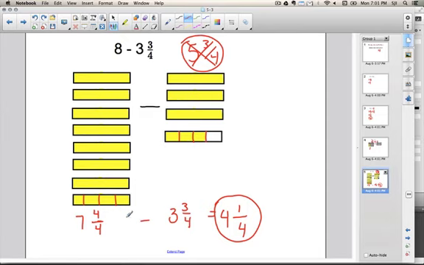Just make sure that when you subtract your whole numbers, you get a positive number, and when you subtract your numerators, you get a positive number. When one of them works out to be a negative number, that means you have to borrow. When one is positive and one is negative, that's when you have to borrow. Other than that, you should be all set.